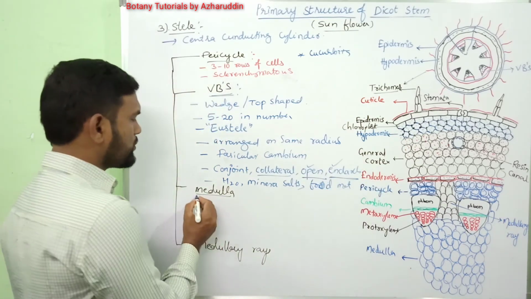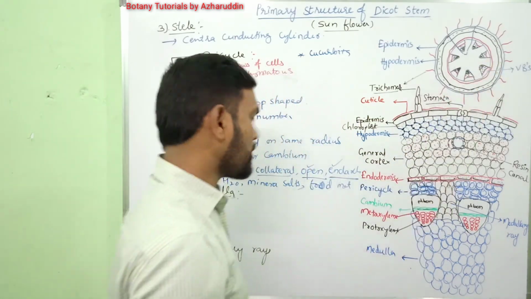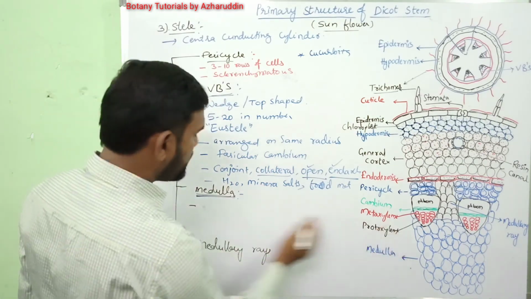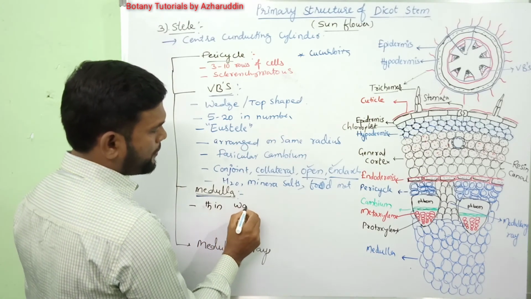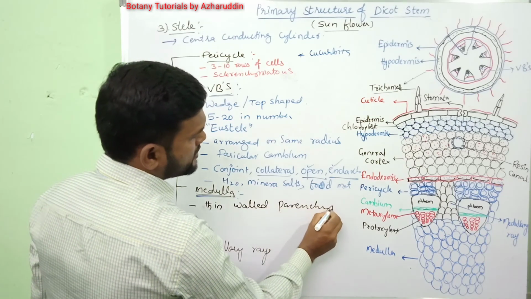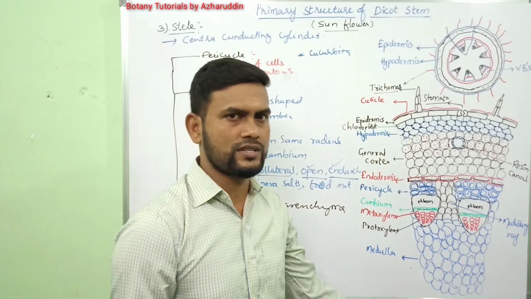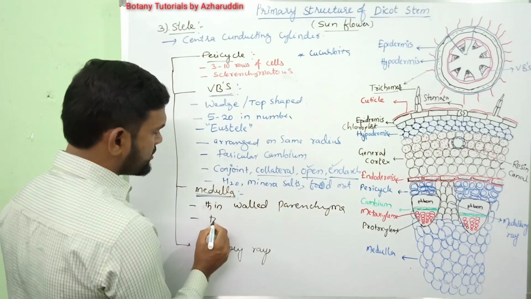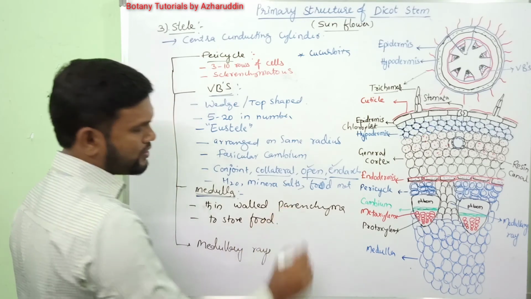Next, coming to medulla. The larger part of the stele is occupied by medulla. This medulla comprises thin-walled parenchymatous cells, and the cells are loosely arranged with intercellular spaces. The main function of medulla is to store food materials. Do you understand?